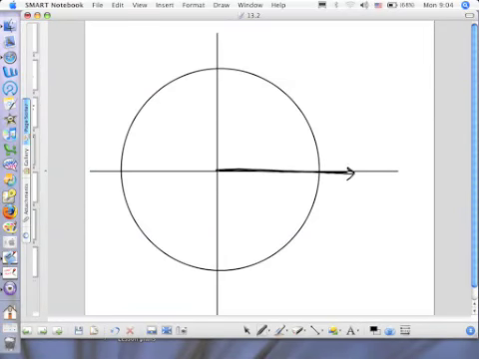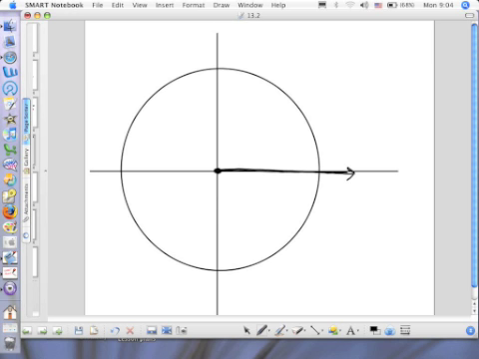The crossbar that's going through the center of the circle would be our x and our y axis. The center of this circle would be the origin of our x and our y axis. And the initial side of any angle is always going in the positive direction on the x-axis. Tonight you're going to be graphing angles in standard position, which means the initial side starts here.